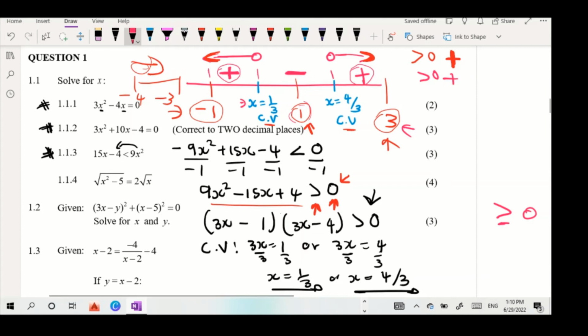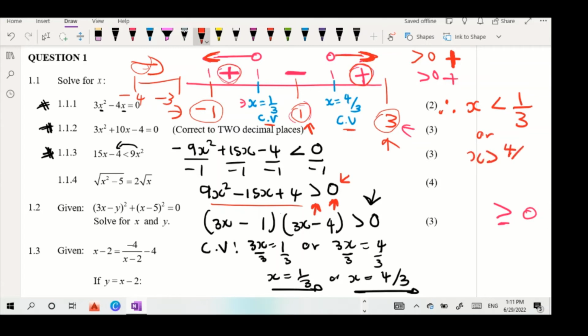So you're going to conclude and say, therefore, when x is less than 1 over 3, use the critical values to conclude. When x is less than 1 over 3, you are getting positive solutions of y. When x is greater than 4 over 3, you're getting positive solutions of y. So that's how you solve this inequality problem.